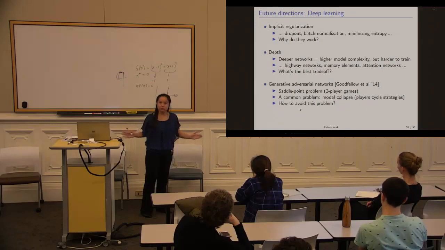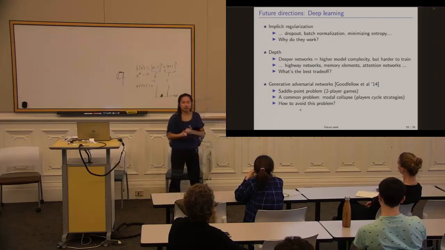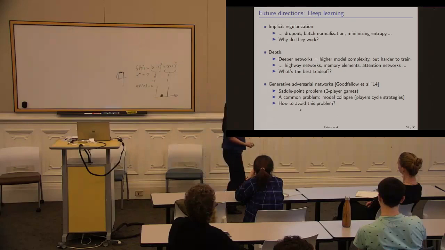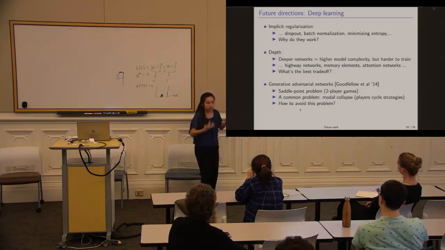So that's something to look at. And probably the most popular optimization problem today in deep learning is these generative adversarial networks, the GANs. We know that these GANs can generate very interesting pictures from distributions. And they're framed as a saddle point problem or a two-player game, where one player offers some images and the other player decides if this image is a real image or a generated image. And that's supposed to make both players better.